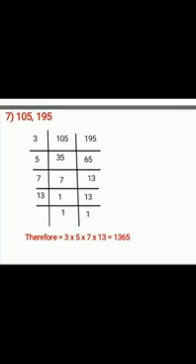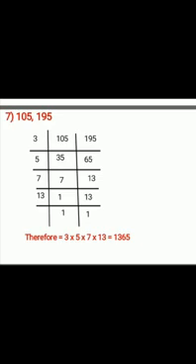The seventh sum. Find the LCM of 105 and 195. Now 105 and 195 is divisible by 3. So 3 35s are 105 and 3 65s are 195. Now 35 and 65 is divisible by 5. So you write 5 7s are 35, 5 13s are 65. Now 7 and 13. So 7 is divisible by 7. So you write 7 1s are 7, 13 you will write as it is.